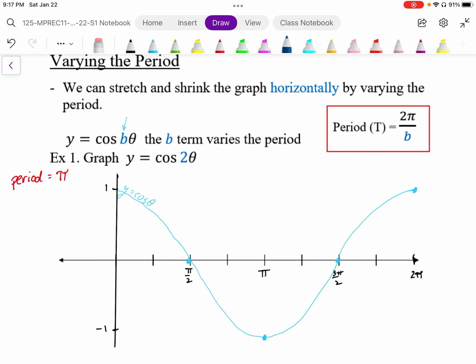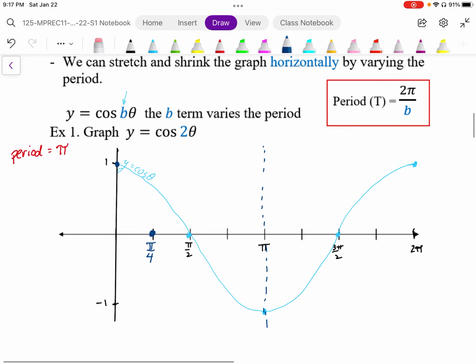Our starting point is going to still be at (0, 1), but now our ending position is going to be compressed to pi. So one full period is now going to fit between 0 and pi. Every coordinate changes. If I take my reference point of 0 at pi over 2, it gets compressed to pi over 4. And we could check this because if we plug in pi over 4 for theta, we get 2 times pi over 4, and it gives us cosine of pi over 2 equals 0.